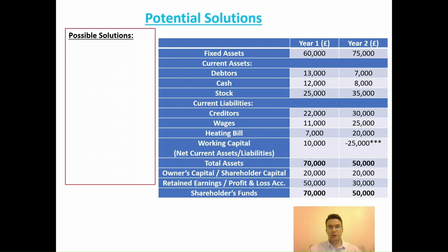Stock holdings, on the other hand, have gone up from £25,000 in year 1 to £35,000. So we're holding a lot of stock. It's a worrying situation based upon what we talked about earlier and the fact that we might not get what we expect to get for the amount of stock we hold. And then we come on to our current liabilities. Our creditors, people that we owe money to, has gone up from £22,000 to £30,000, so a significant increase in the amount we owe.